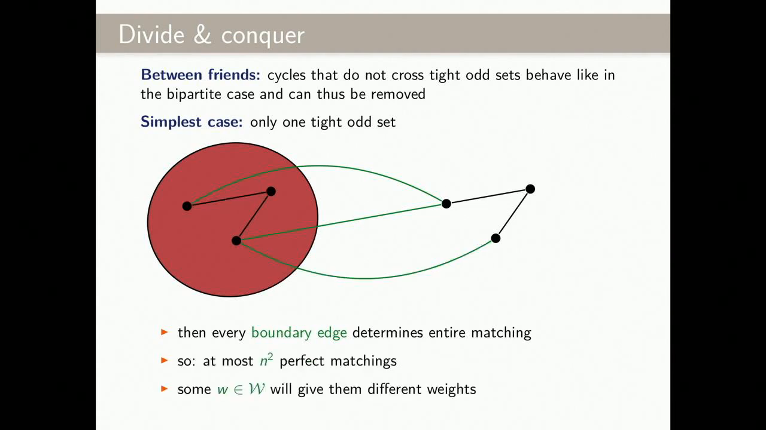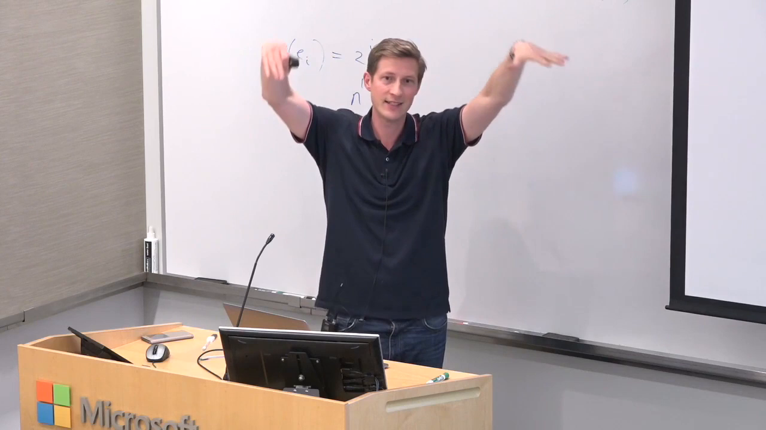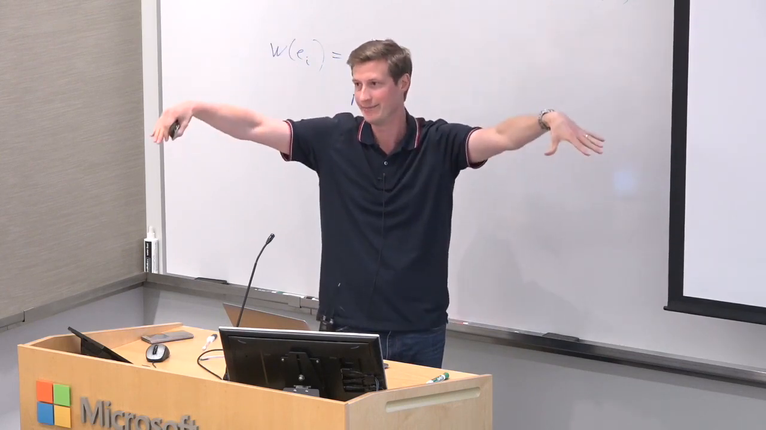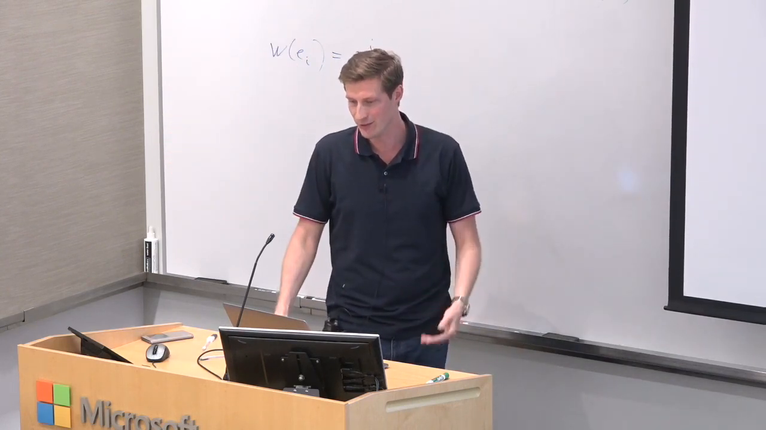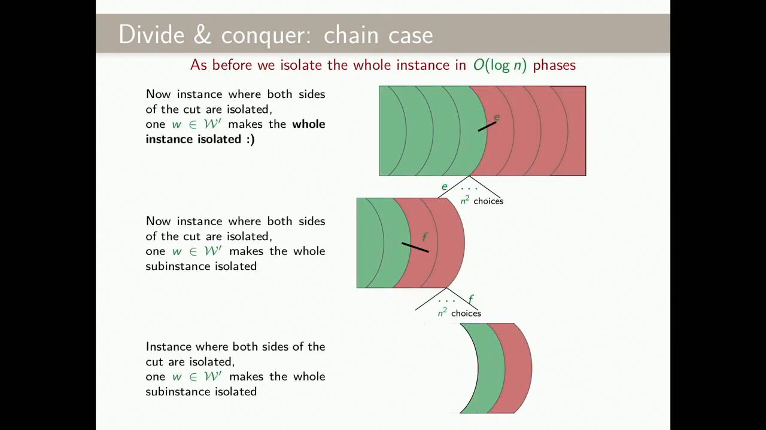So this begs for a divide and conquer approach, right? I fix this edge. There are at most n squared many edges, so at most n squared many options. It decomposes into two independent problems. And if these were balanced cuts, the depth of this would be log n. And that's basically what we do. You have to be a little bit careful. It gets a little bit technical, as this picture shows. Let me skip that.